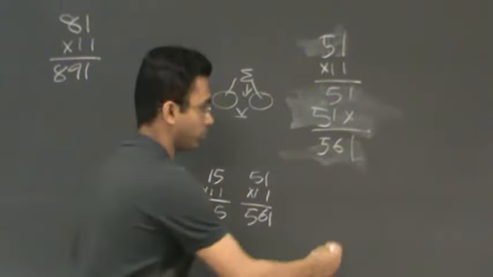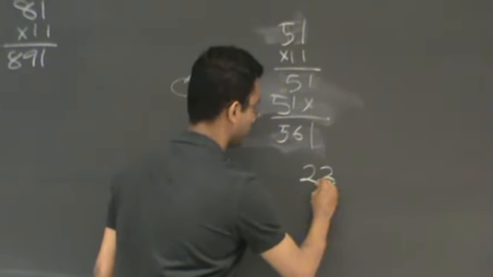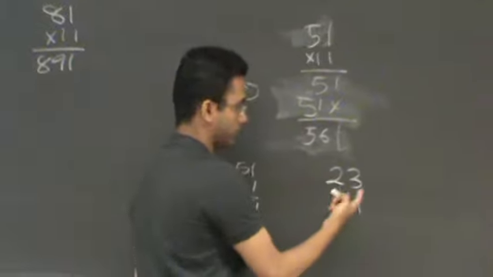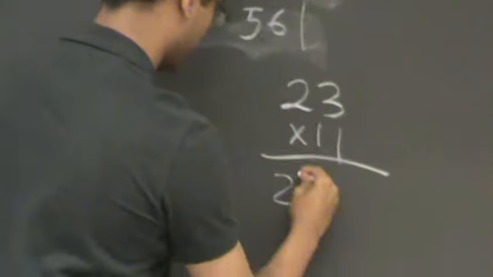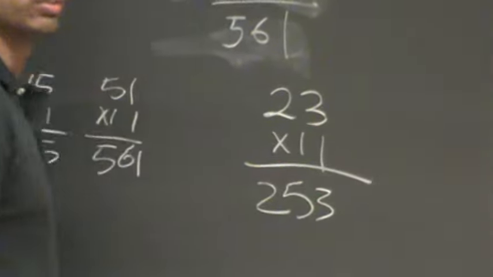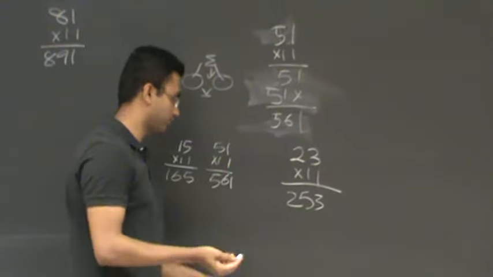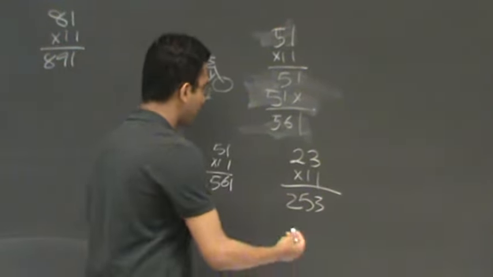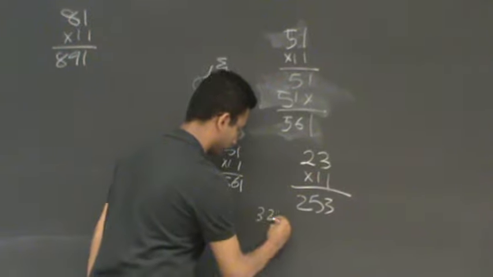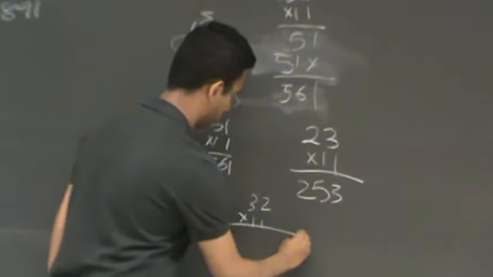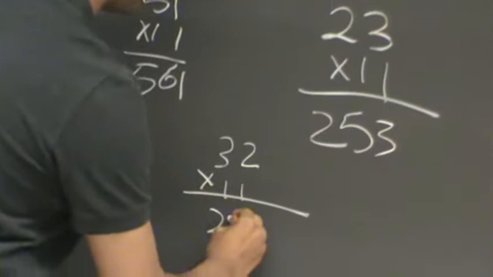If I ask you what is 23 multiplied by 11, well, 2 plus 3 is 5, so obviously 253. If you don't believe me, go use a calculator if you have to, or do it in your head. Or you could do it vice versa. 32 times 11 would be 352.